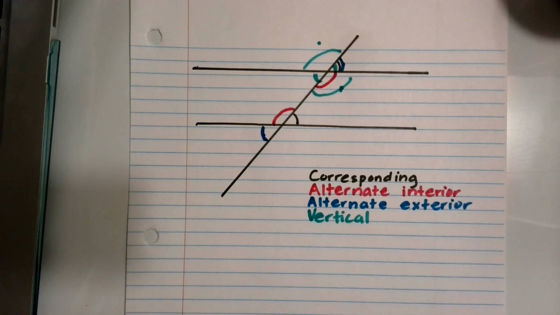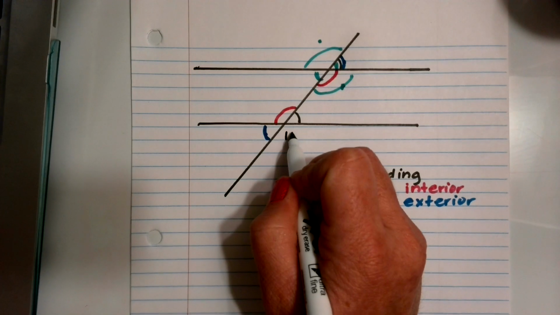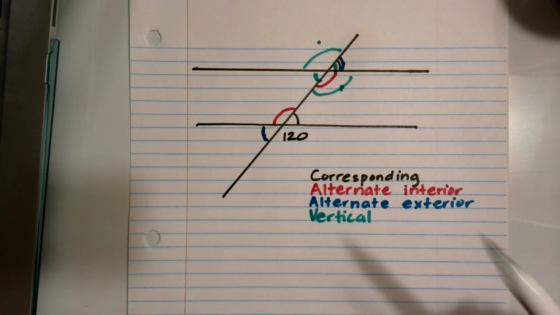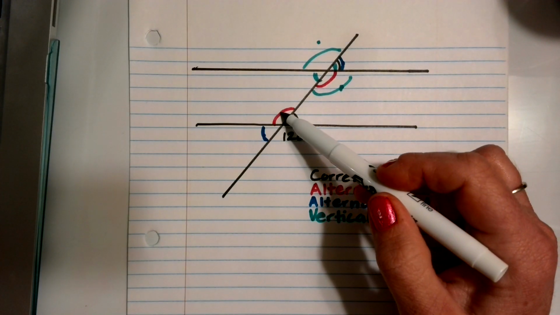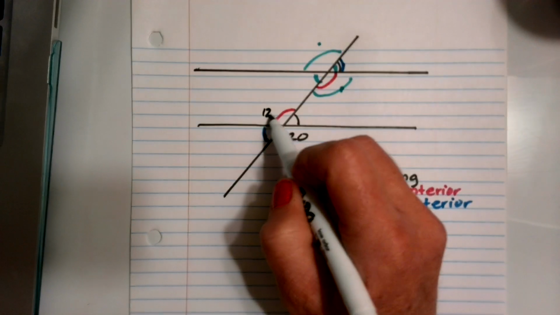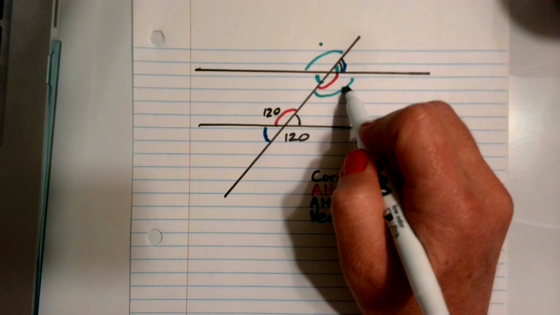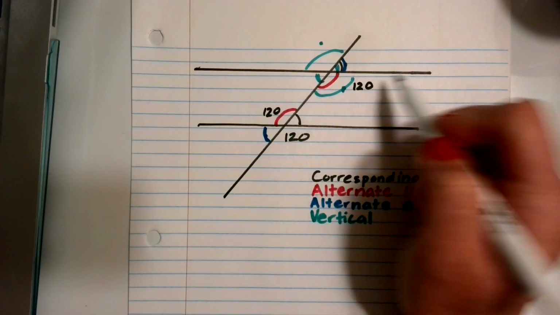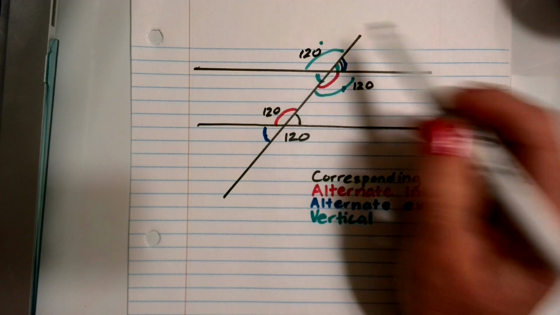So if I told you that this angle measure was, let's say it's 120, you could actually figure out all the other angle measures here because you would know this is 120 because it's a vertical angle. Then you would know that this is 120 because it is an alternate interior angle. You would also know this is 120 because it's a vertical angle.